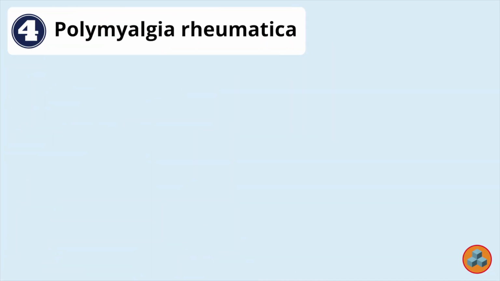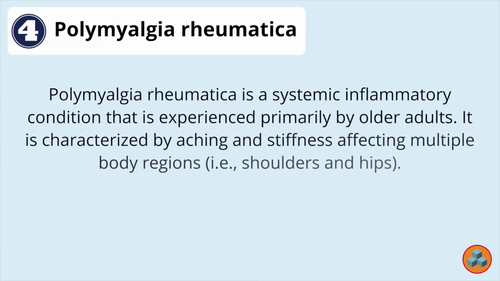Option 4, polymyalgia rheumatica. Polymyalgia rheumatica is a systemic inflammatory condition that is experienced primarily by older adults. It's characterized by aching and stiffness affecting multiple body regions, that is to say, shoulders and hips. This condition produces an elevated erythrocyte sedimentation rate. Symptoms often begin relatively quickly and are typically worse in the morning. The majority of patients with polymyalgia rheumatica are older than 65 and rarely younger than 50.